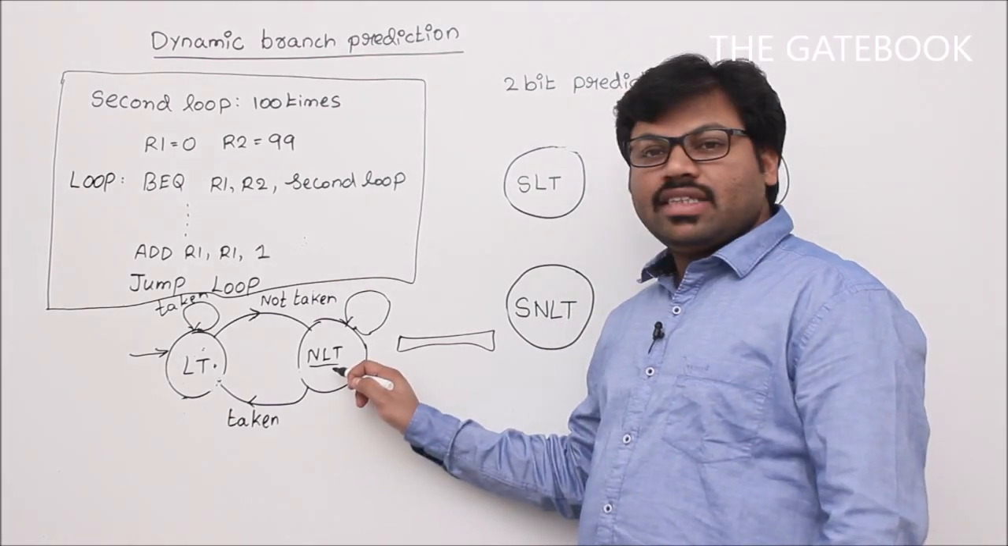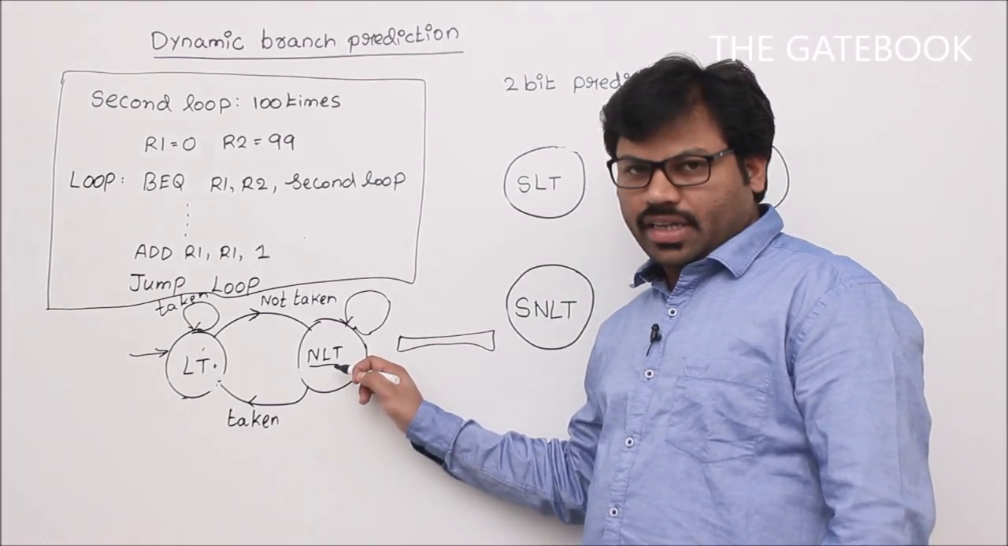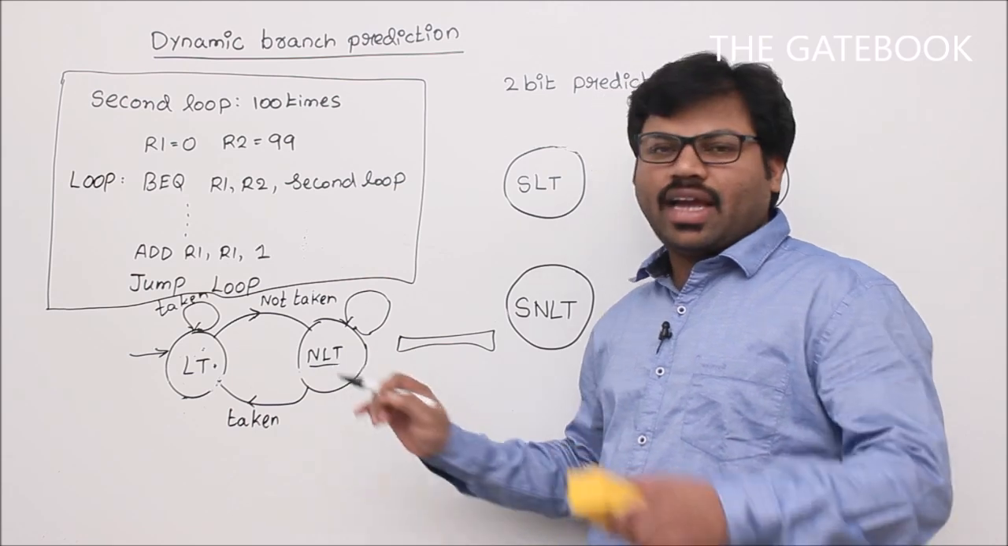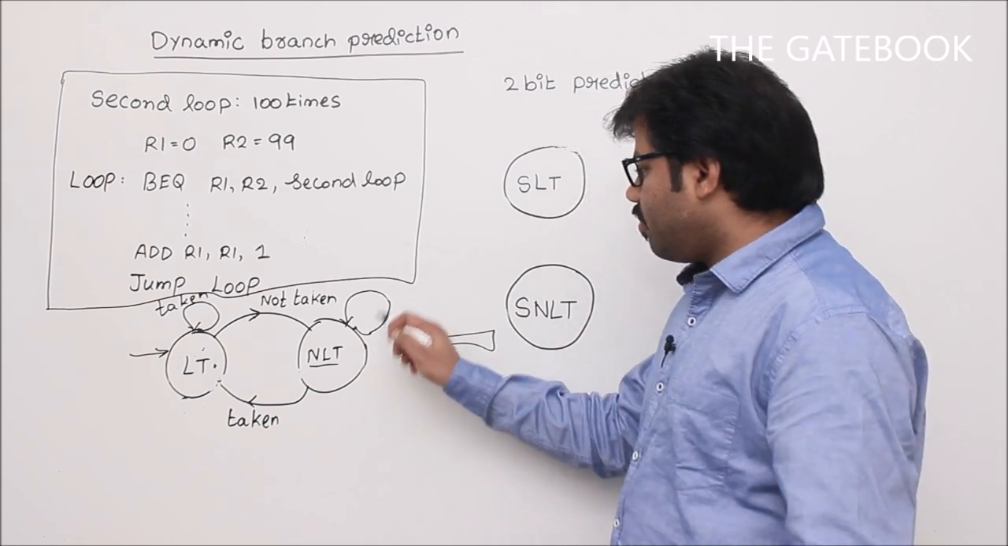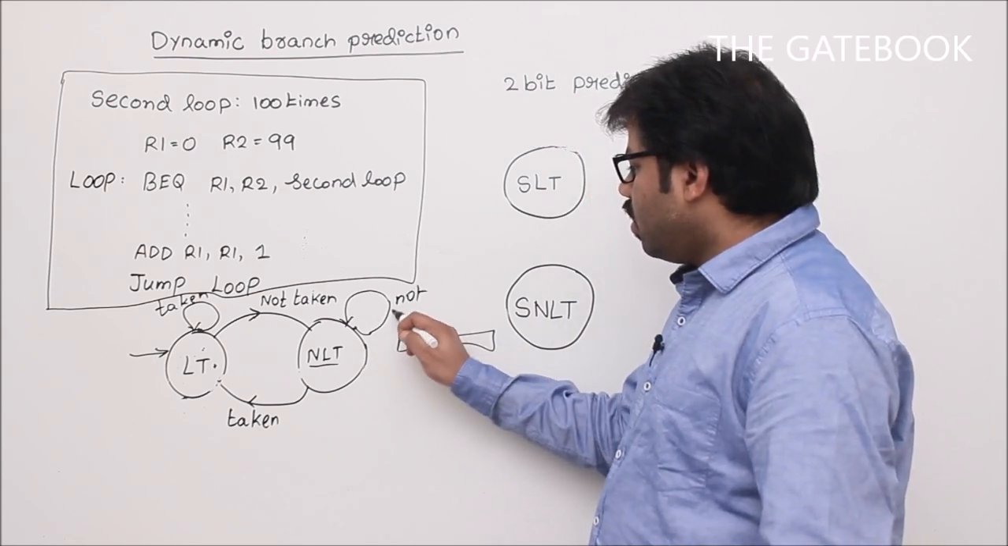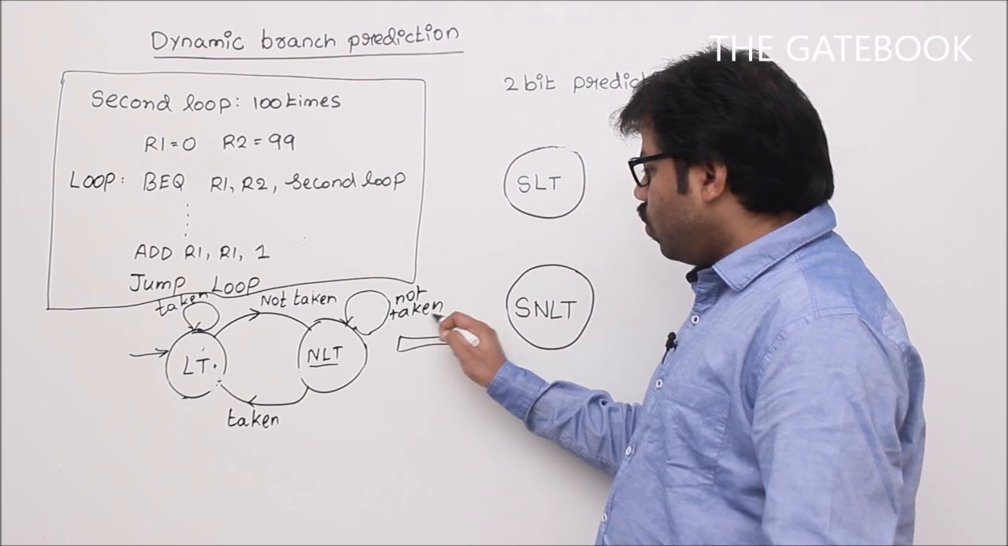When the pipeline is assuming that the branch is not likely to be taken, and really the branch is not taken, then again we will be in the not likely to be taken state.